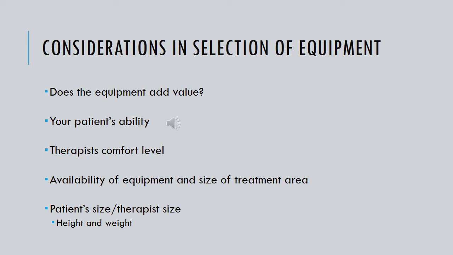There are numerous factors which will guide your clinical decision-making process when selecting therapeutic equipment. You need to have a good understanding of what your patient's physical capabilities are from a motor control perspective. What is their strength? What is their range? What is their balance and postural control? So you have to have a really nice picture of what your patient's presentation is.